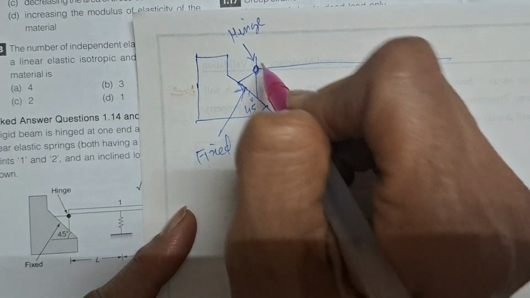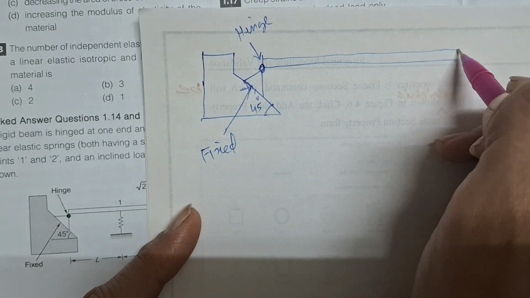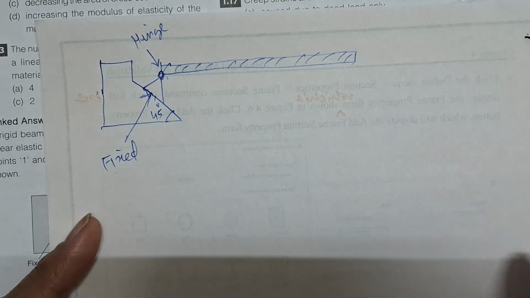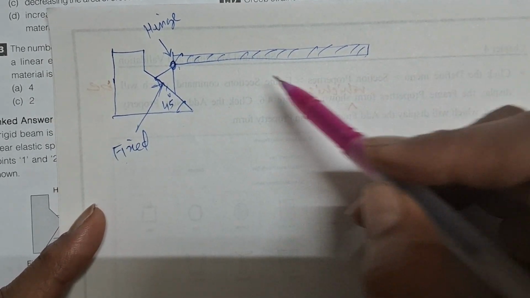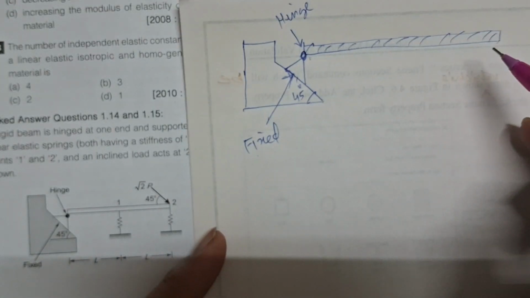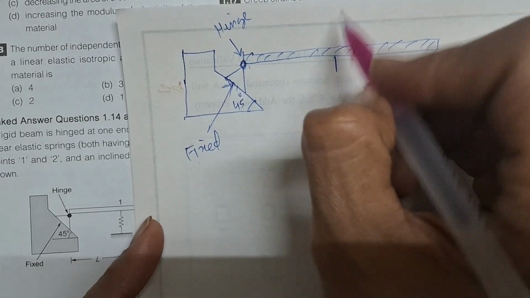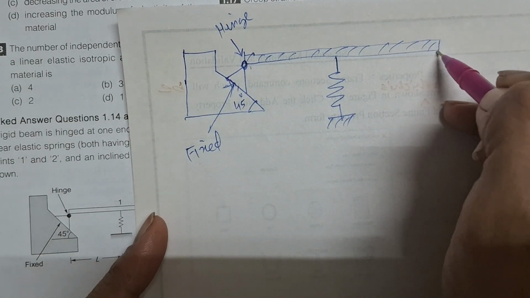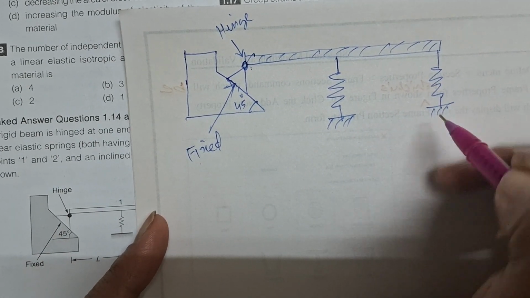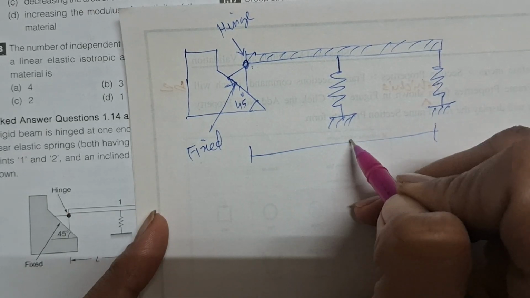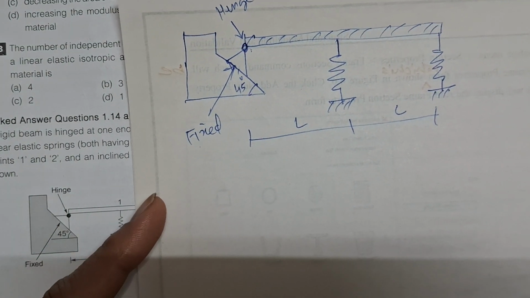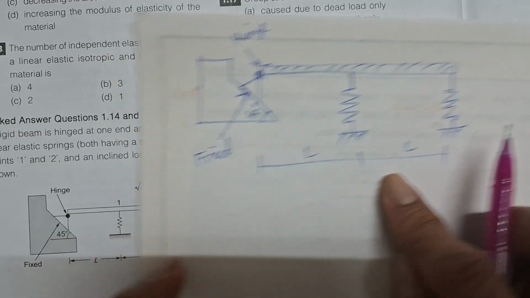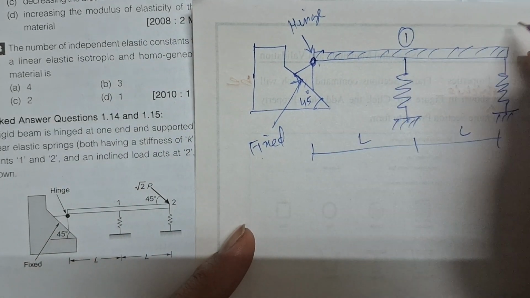Now one rigid beam. Now understand that this is a rigid beam. Rigid beam means the beam itself will not deflect. Okay, its own deflection will be zero. So it is a rigid beam, and at the intermediate point there is one spring which is fixed at the bottom. Here also there is one spring which is fixed at the bottom. So the length is L, and this is also L. Okay, now this is point number 1, this is point number 2.